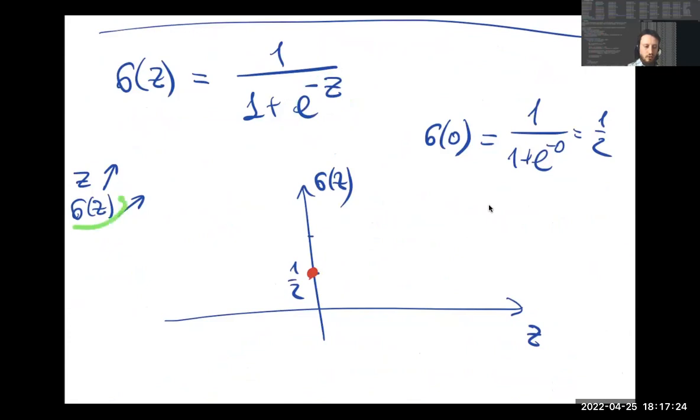And what happens to sigmoid? What is the limit of sigmoid as z tends to plus infinity? It gets very close to one. Mm-hmm, exactly. This thing gets very close to one.